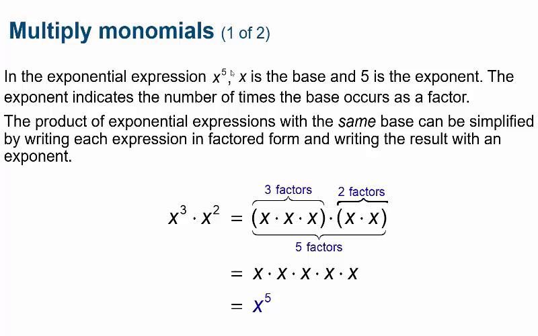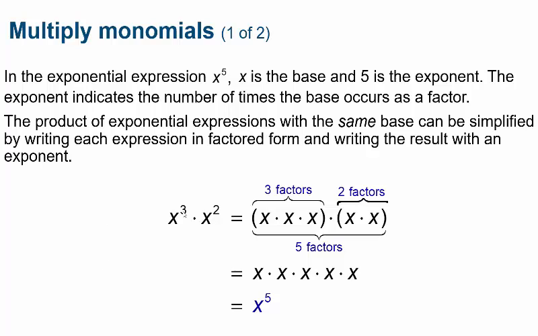Suppose you have x cubed times x squared. Well, what is x cubed? X cubed is x multiplied by itself 3 times. What is x squared? X squared is x multiplied by itself twice. So this becomes x times x times x multiplied by x times x. Well, how many times do we see x? There are 5 factors here. So this is just x multiplied by itself 5 times, which we know is x to the fifth power.